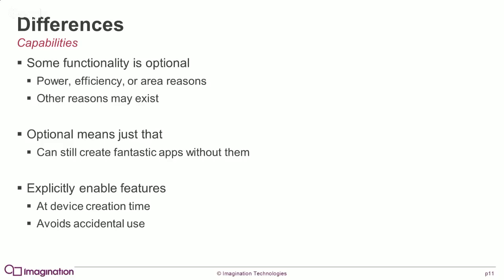And when we say optional, we do mean optional. You still get really good looking apps without these features. It's things like tessellation. Some apps use that well, but it's certainly possible to write a good looking app without it.